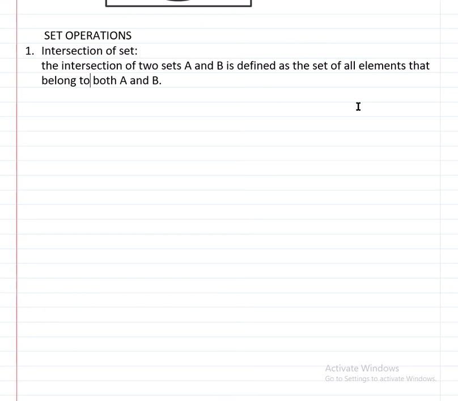So members belong to A, and the same members belong to B. They have common members. Then it means that they intersect each other. I hope it's clear. So let's make the symbol of intersection. Symbol of intersection.